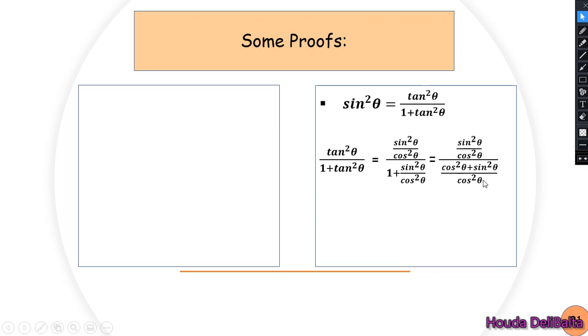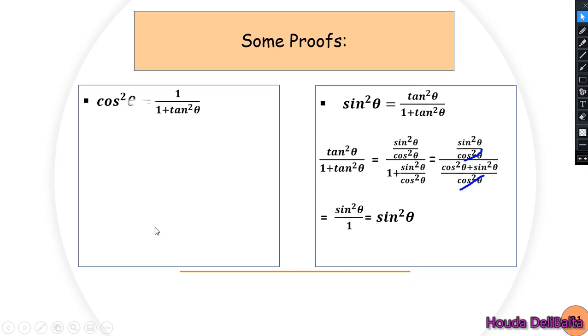Now I make the same denominator in the denominator here. So multiplying 1 by cosine squared theta and making the same denominator, you will get sine squared theta over cosine squared theta over cosine squared theta plus sine squared theta. We can simplify as follows. Cosine squared theta plus sine squared theta is 1. Thus we will get sine squared theta over 1, which is sine squared theta.